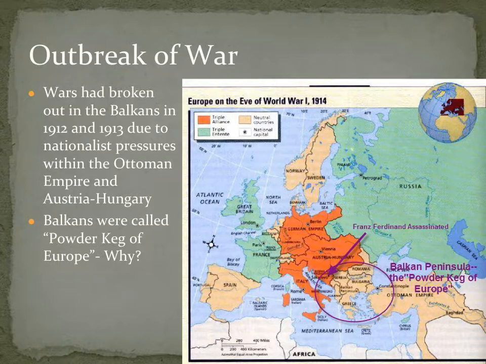And so the Balkans are often referred to as the powder keg of Europe, meaning there's so much tension here, all it's going to take is just one spark, and the whole thing's going to blow up into a major war, which really is exactly what happened.